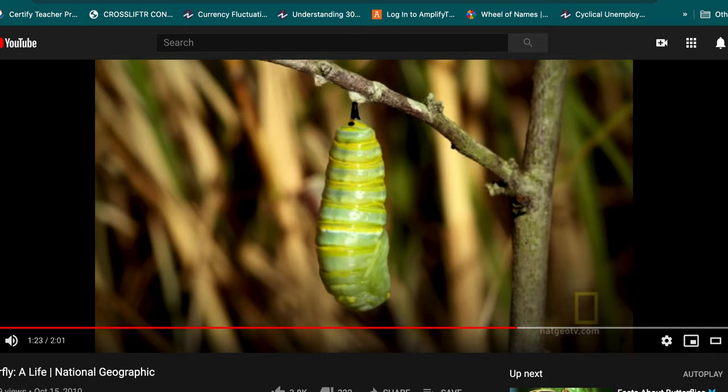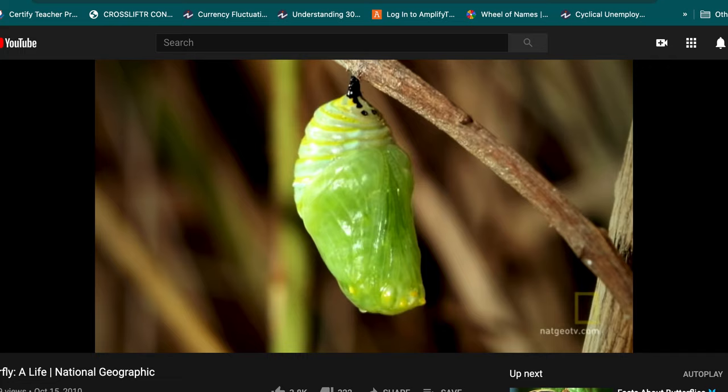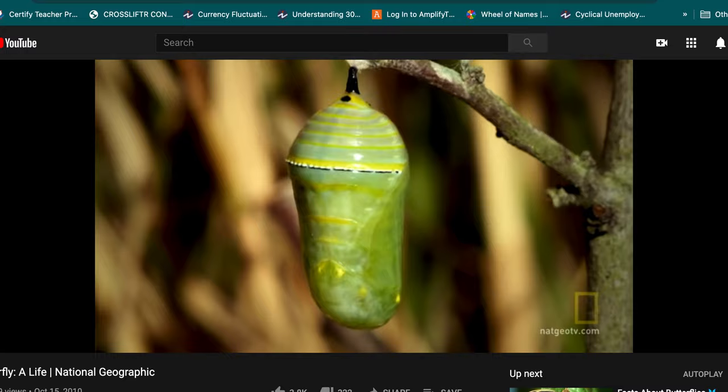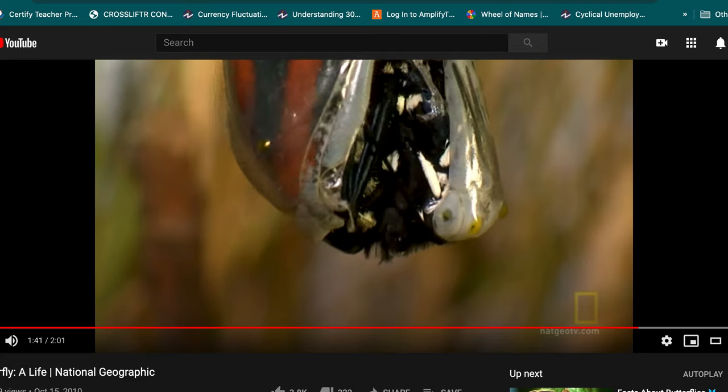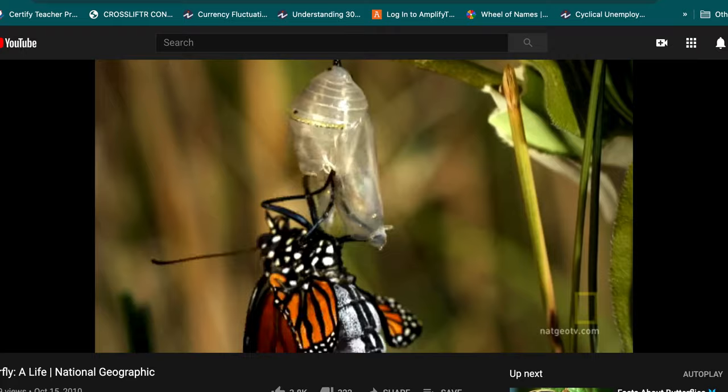Okay. All these changes, this is called metamorphosis. Every stage, when it changed from the egg to the larva, from the larva to the pupa, and from the pupa to the adult, that's called metamorphosis. And then finally, it becomes the adult insect, which is what we know as the butterfly. That's a beautiful butterfly. I think those are called monarch butterflies.